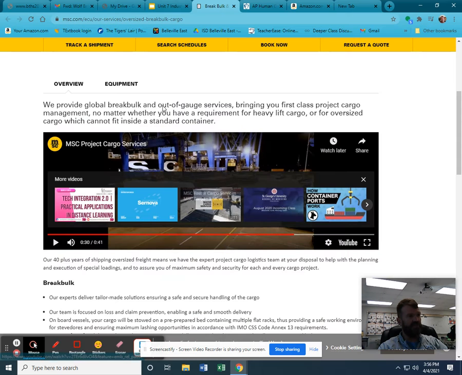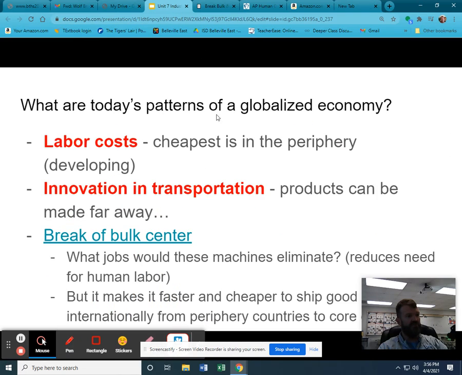Okay, again, that's a break of bulk center, and those things reduce the need for human labor. That crane does all the work. It's all mechanized, right? It's all digital. They can set it on a computer and tell this crane to go pick up box number 46 and put it onto train number 6, right?